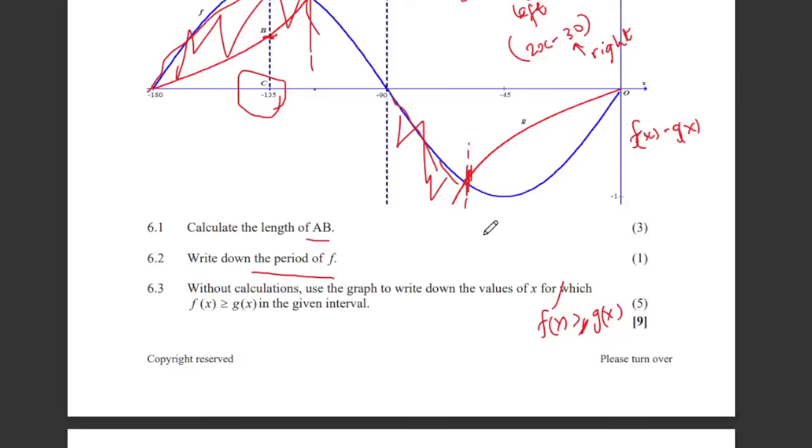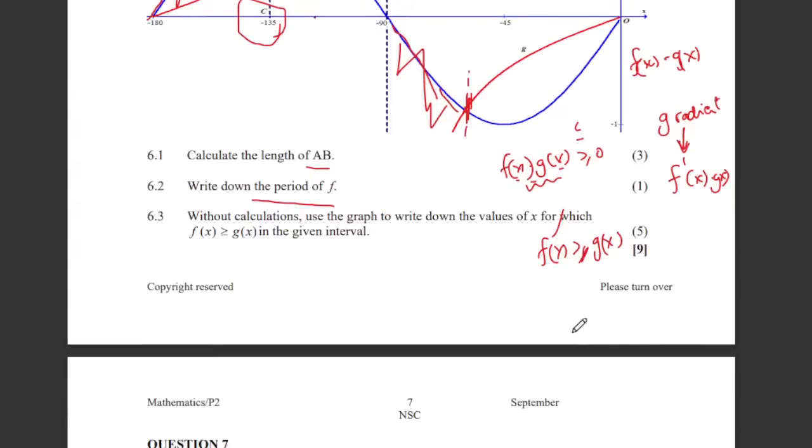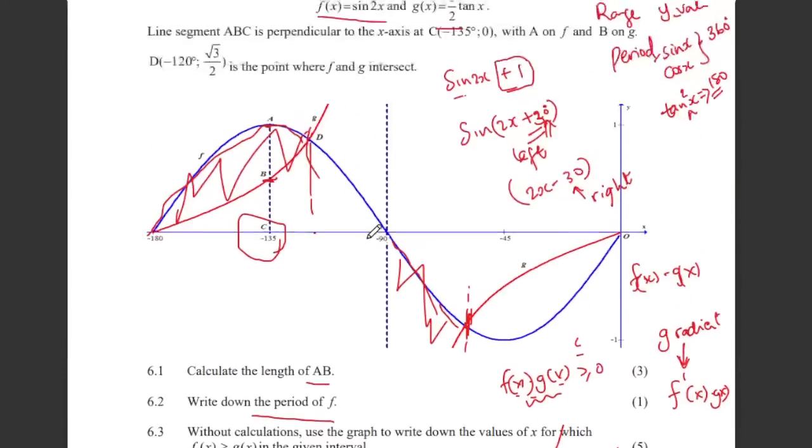Then one other thing that they always ask is f of x times g of x being greater or equal to 0, or less or equal to 0. Just need to know how this works. Then at times, they can just say f prime of x times g of x. So f prime of x is the first derivative, which focuses mainly on the gradient. So you need to know when the graph's gradient is positive, when the graph is decreasing, and when it is stationary. Pay attention to that. Okay, so that is what happens under the trig functions.